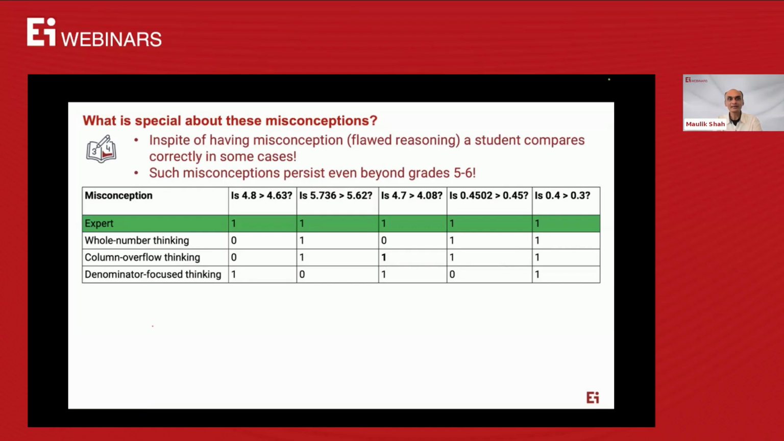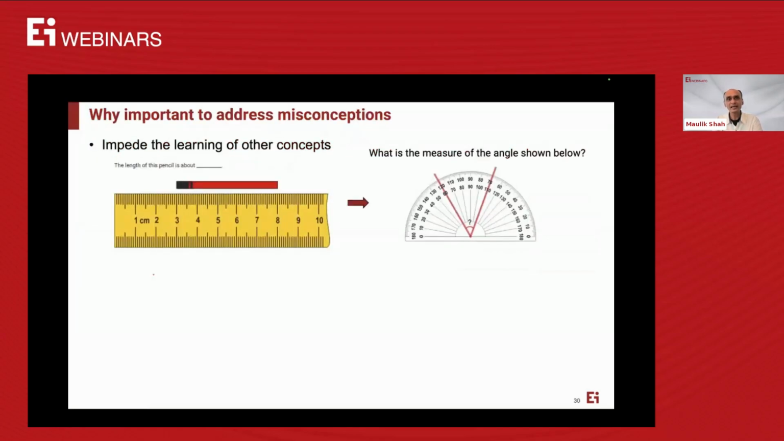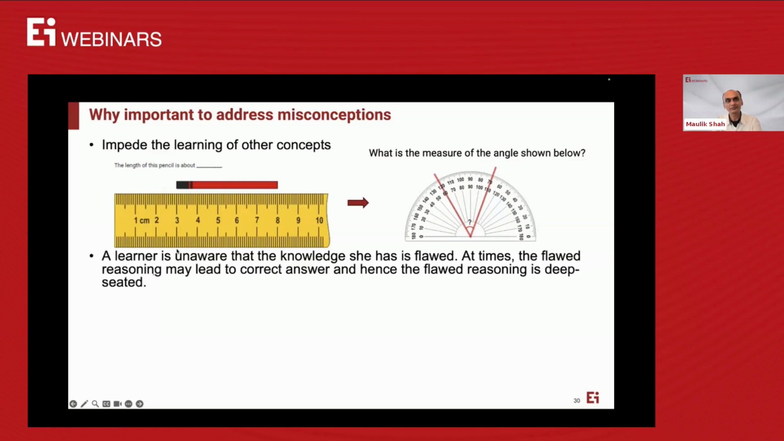And such misconceptions persist even beyond grades 5 and 6, like the case for length, like the case for decimals over here as well. Now, these faulty understandings or misconceptions impede learning of higher concepts as well. If, for example, of length, it will show up in angle measurement as well, and later on other measurement concepts as well. A learner is often unaware that he has this flawed understanding.